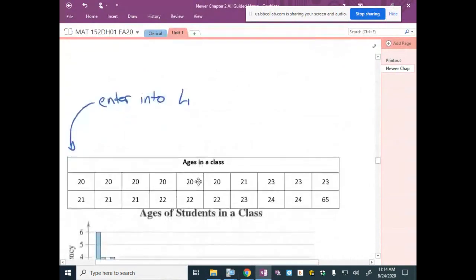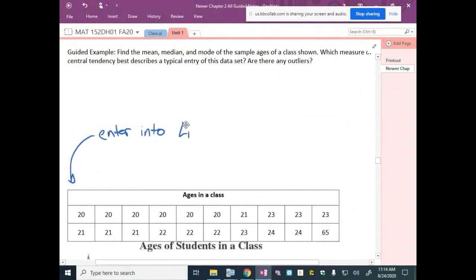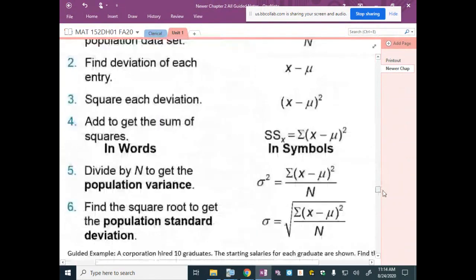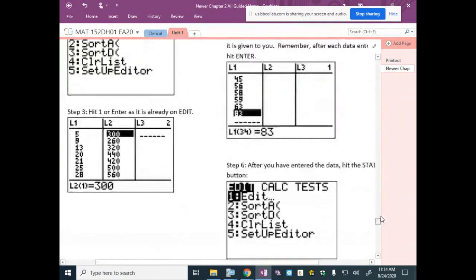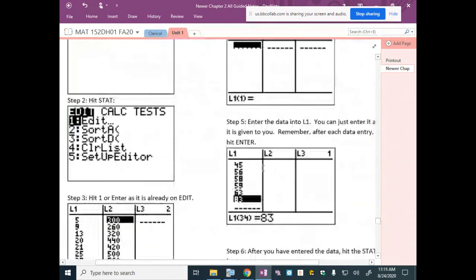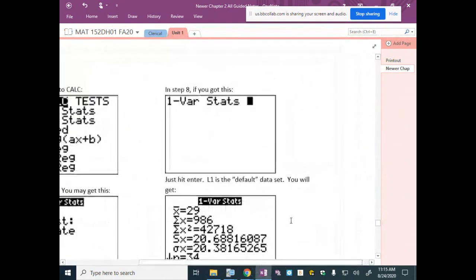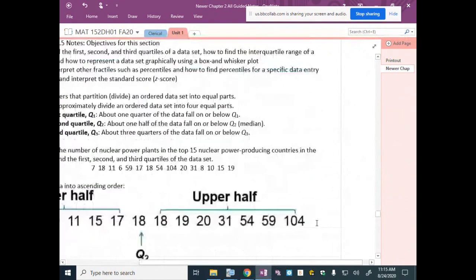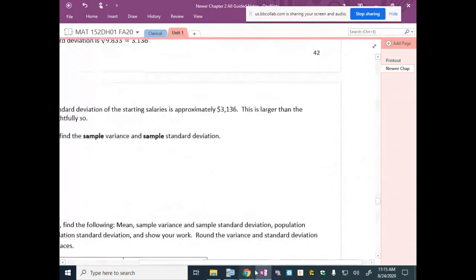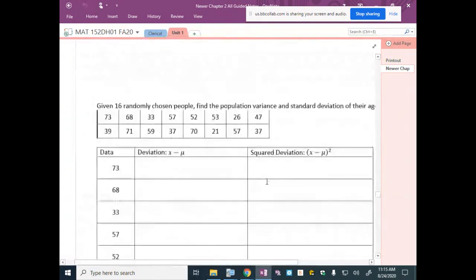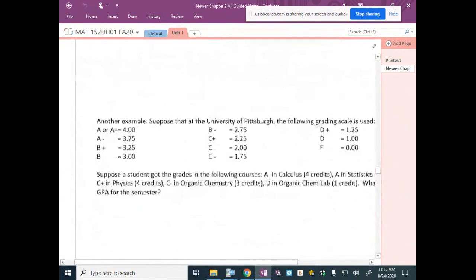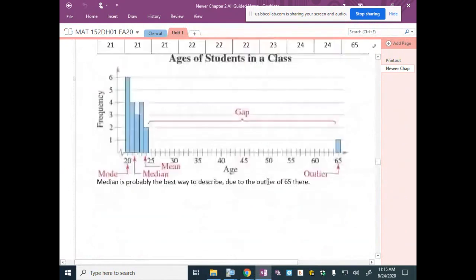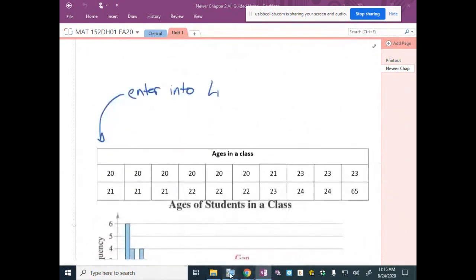All right, so now there are instructions on how to do this in your calculator to do the 1-var stats. They are on page 49. They start at page 49. However, I am going to show you how to do it here. So that data that we have, we're going to do a 1-var stat on it.